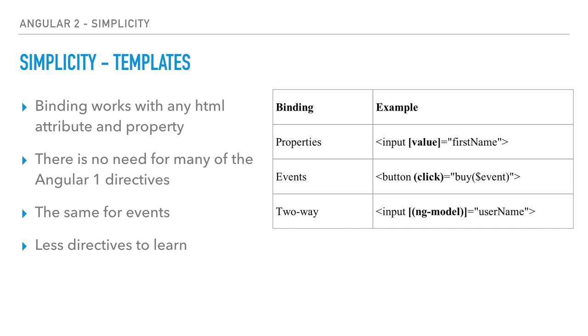So this is everything that you need to learn in Angular 2 for binding, and you don't have to remember which are the directives, because this works with any standard valid property attribute from HTML, and also events from HTML. So there is less to learn. That's why they are saying that it's going to be much simpler.